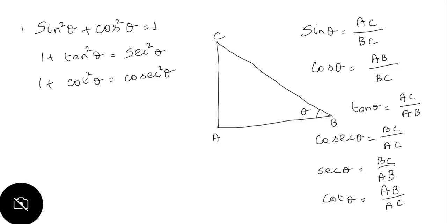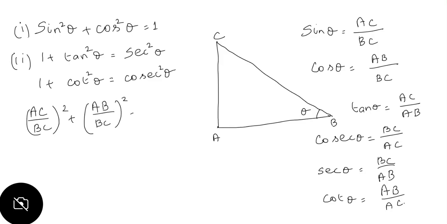So for the first identity that I have to prove, sin square theta plus cos square theta equal to 1, let me now put in AC by BC the whole square plus whatever we have written for cos theta, which is AB by BC the whole square. Now, won't this become AC square plus AB square upon BC square, because both of them have the same denominator BC square? But what is AC square plus AB square? According to Pythagoras theorem, is it not equal to BC square? Hence, now we land upon BC square upon BC square, which is equal to 1. And hence, we have proved identity 1.